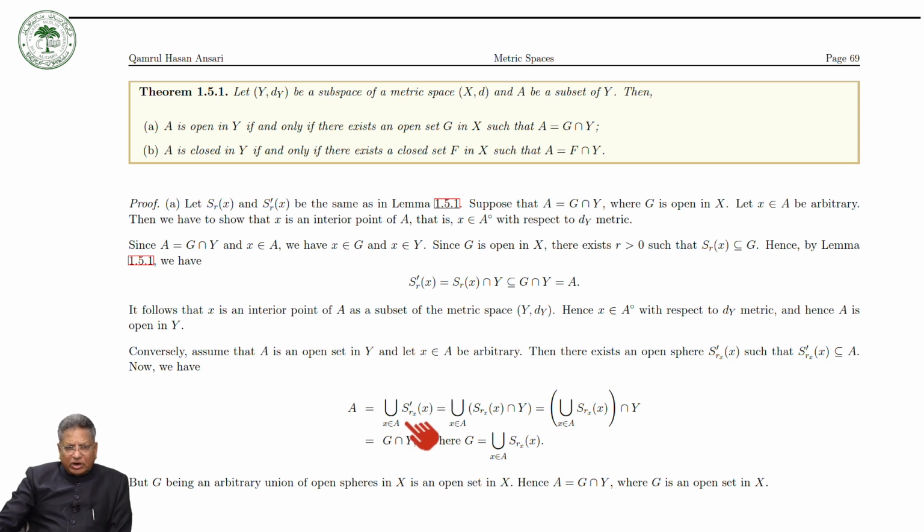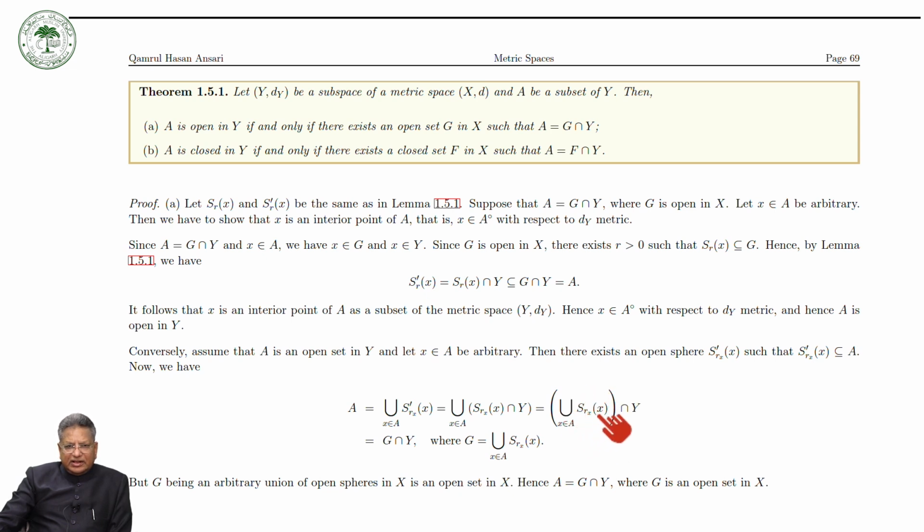But now this is what? By the previous lemma, this is equal to S_r(x) intersection Y. So we can write it in this way. And now Y is independent of the union, so you can take Y outside and take the union over this: the union of S_r(x), x in A, intersection Y.